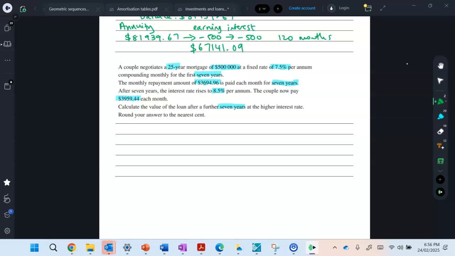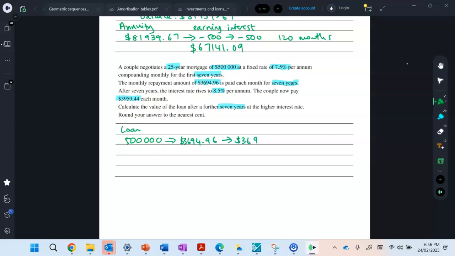All right, so a mortgage. A mortgage is a loan, a home loan. So we're starting off, so let's just say that it's a loan. So we're starting off with $500,000. Fixed rate of 7.5, compounding monthly for the first 7 years. So we're making repayments of 3,694. All right, so that gets paid every month.